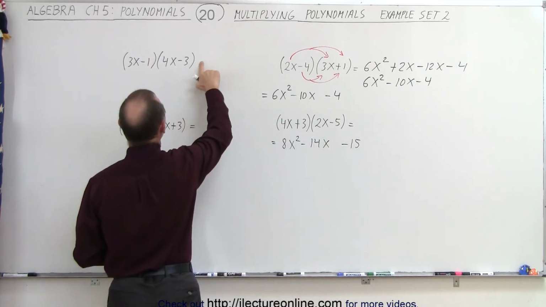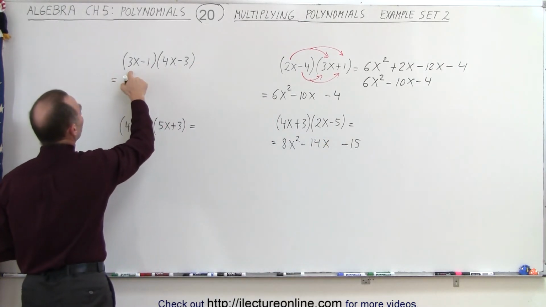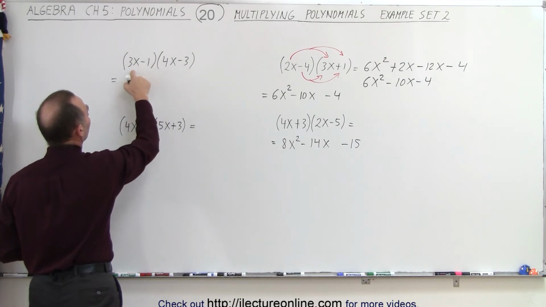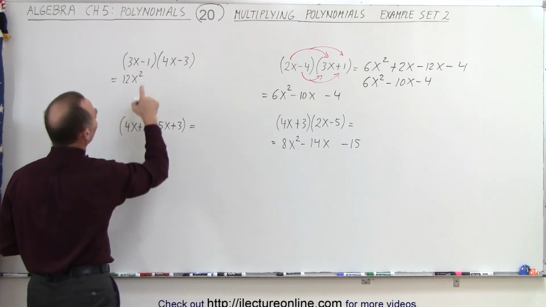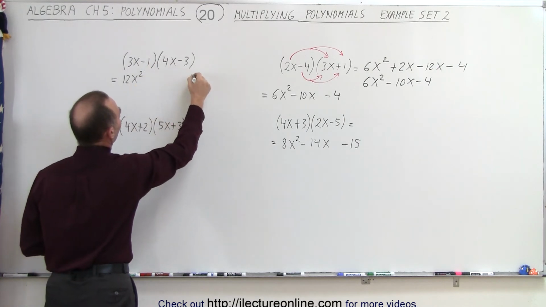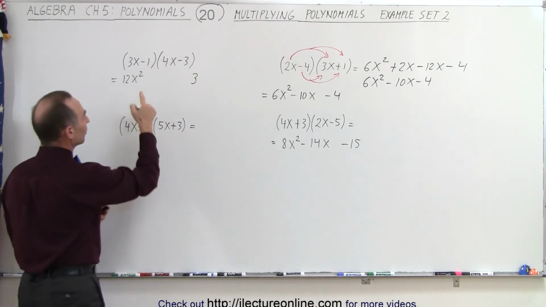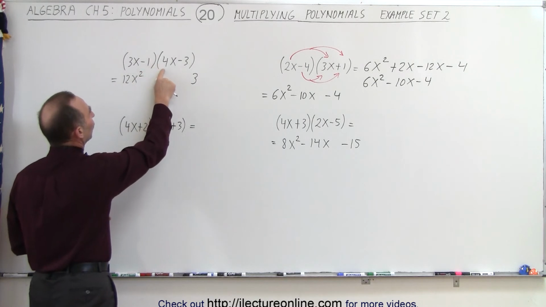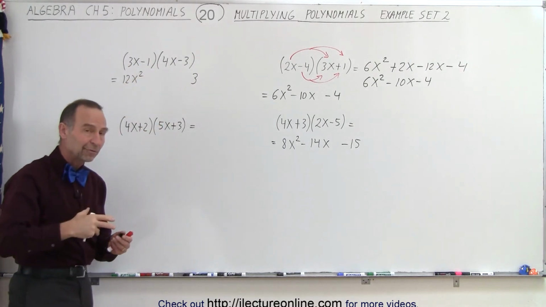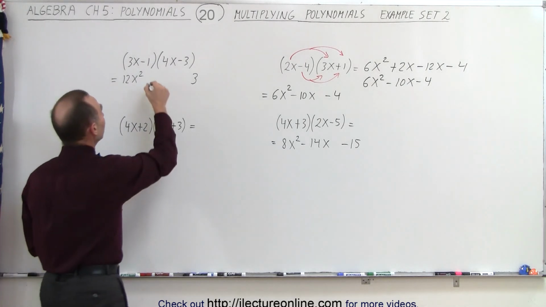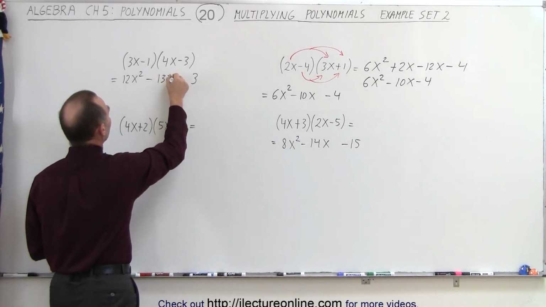Coming up here, we'll do the same thing. Multiply the first two terms together. 3x times 4x is a 12x squared. Then we have a negative 1 times a negative 3 is a positive 3. And now to get the middle term, negative 1 times 4, negative 4. 3 times negative 3, negative 9. Negative 4 plus negative 3, negative 13. So we get a negative 13x.